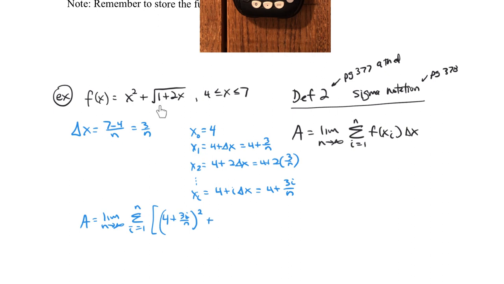Plus, now I'm over here, I just swap out the x with x sub i. So we're going to have 1 plus 2x, but x is going to be x sub i, 4 plus 3i over n. And this is under the radical. So this part right here is f of x sub i, and then times delta x. Delta x is 3 over n, so we go times 3 over n. And that is what they are looking for. That is the expression for the area under the graph as a limit.